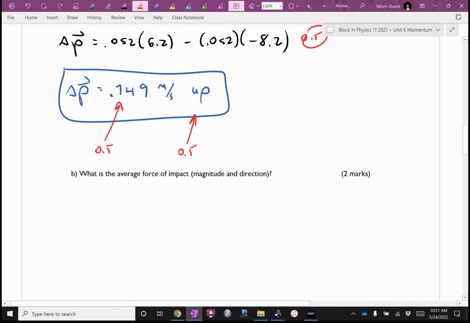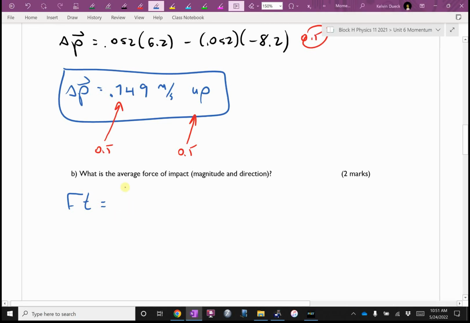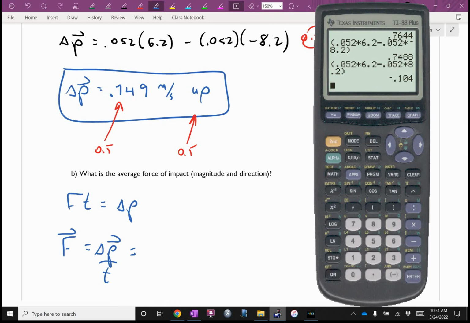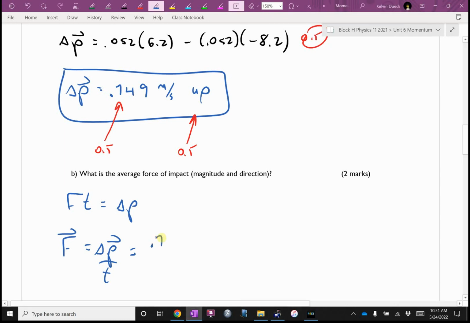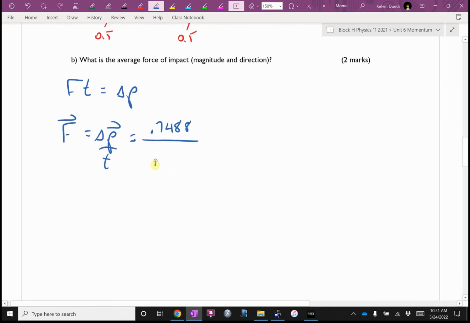What's the average force of impact? You could go F equals ma. I chose to go impulse equals force times time. I said the force is going to be the impulse divided by the time, which is going to be 0.7488 divided by, they gave me a time, 0.15.